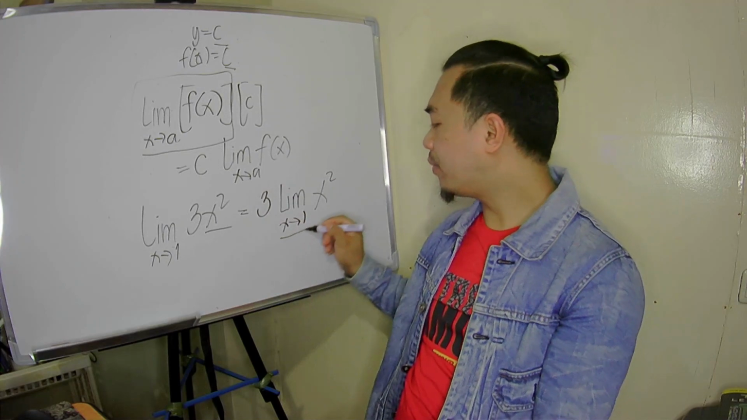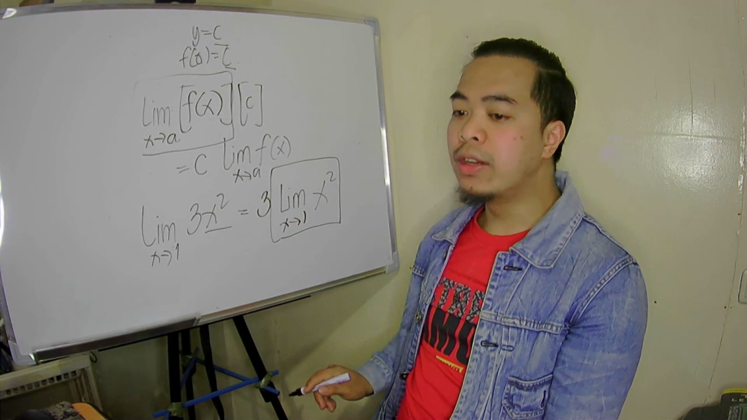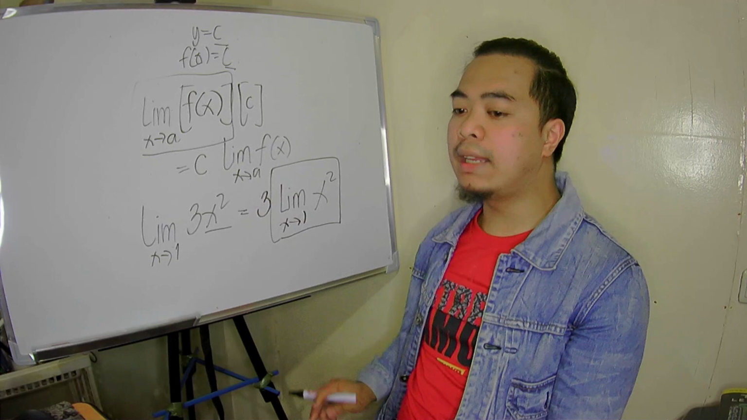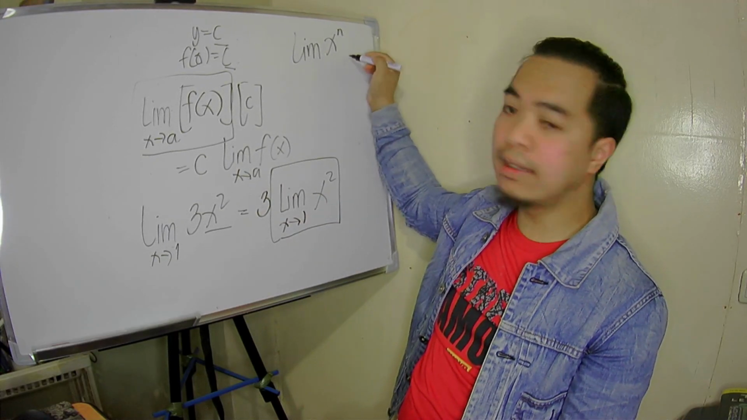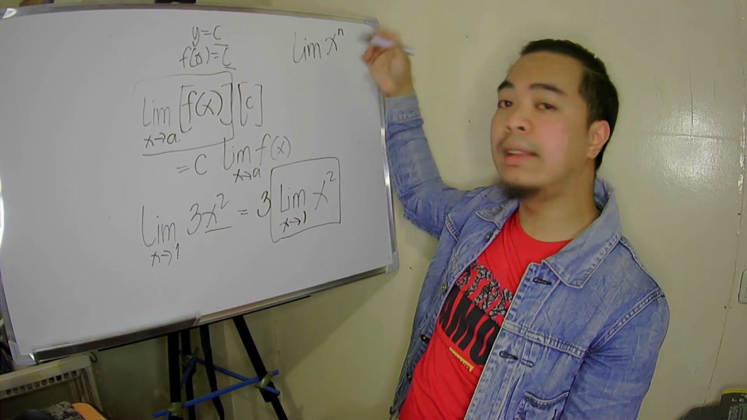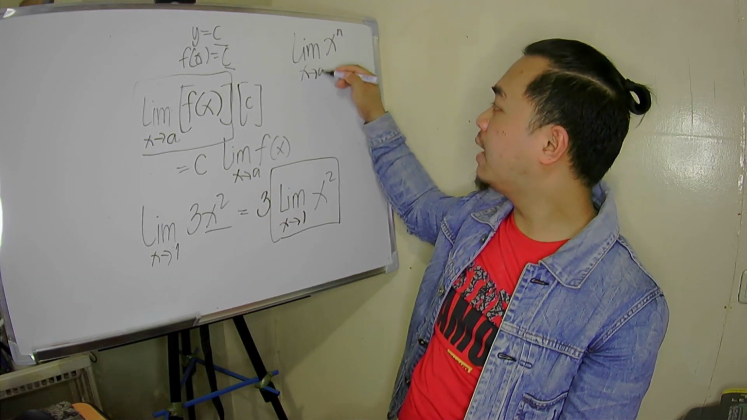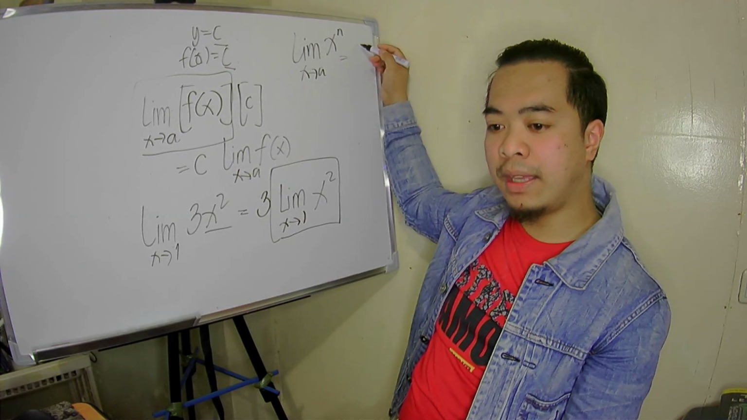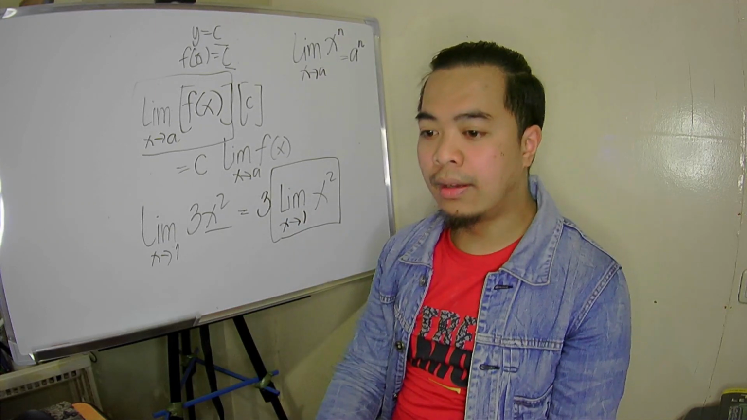Sige, sagutan na natin ito. How do we answer this one? We can use actually the 8th property. Sinasabi niyan, ang limit ng x raised to n, this is a single term monomial, or a single term polynomial. As x approaches any number a, the answer here is just the same. It is a raised to n.